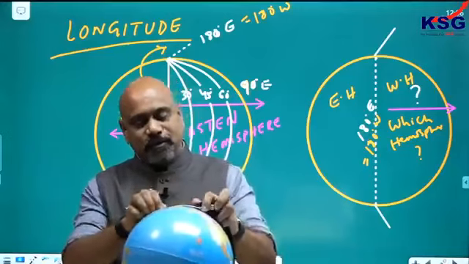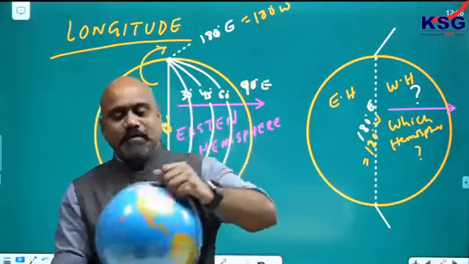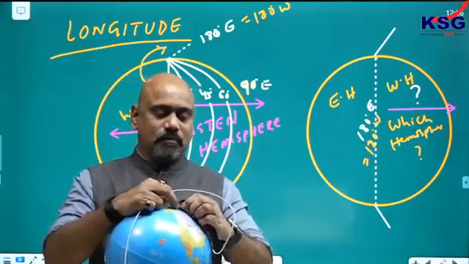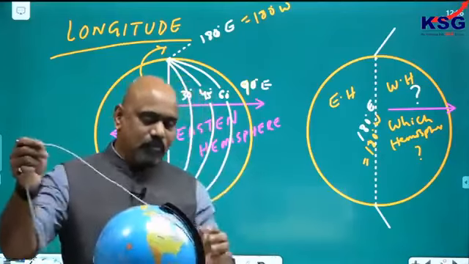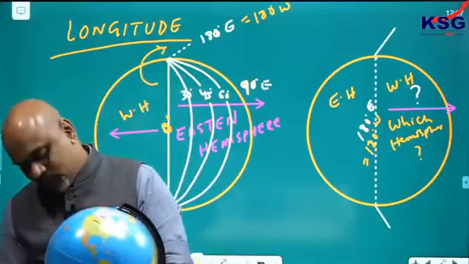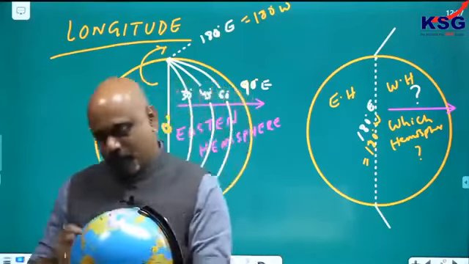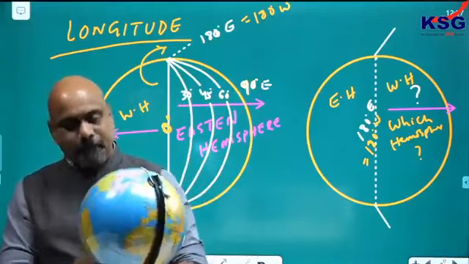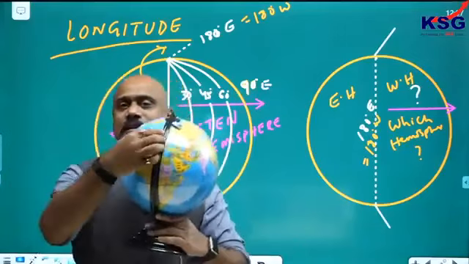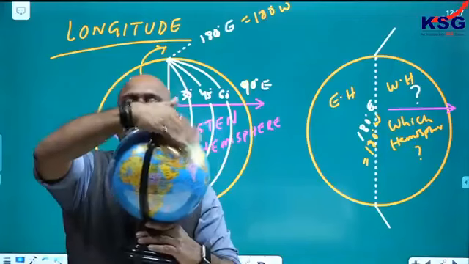Let me do something for you for this particular region only. Is it clear? Is it visible? This is the right hand side here. This is the eastern hemisphere. You got it. This is the eastern hemisphere and this is the western hemisphere.